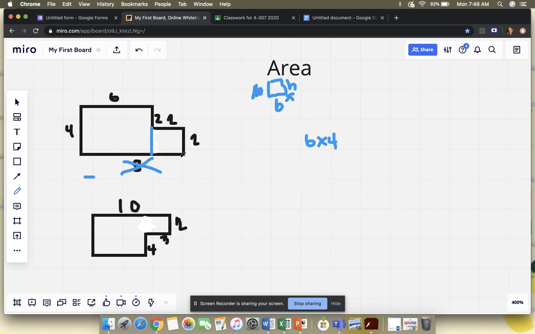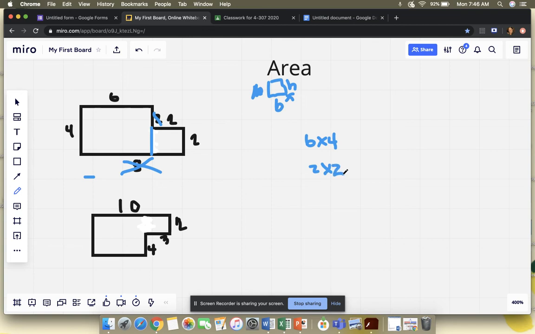Now, I'm going to take a look at this box. I'm going to cross out this number because this number 2 is looking at this right here, which we don't need. This length is 2 and this length is 2. So I'm just going to use that. So I'm going to do 2 times 2.